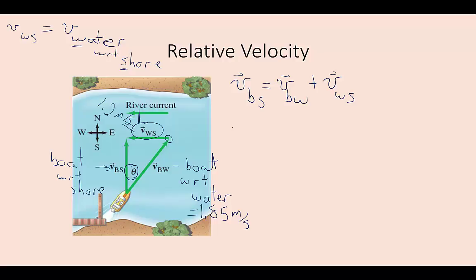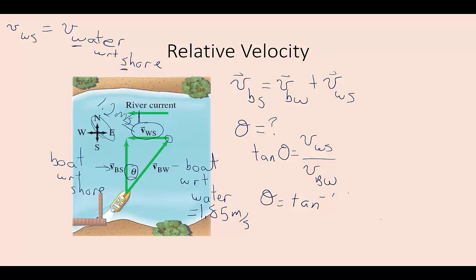Well, according to this diagram here, our theta could be found by knowing the tangent. So tan theta, remember, is VWS over VBW. So theta equals tan inverse of 1.20 over 1.85, which gives us an angle of 32.97 degrees upstream. Or you could say northeast.